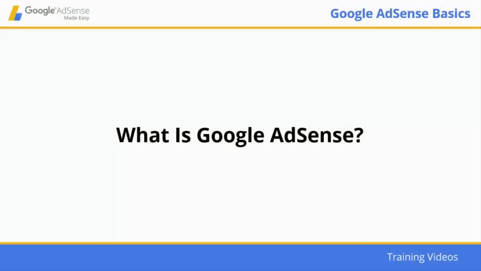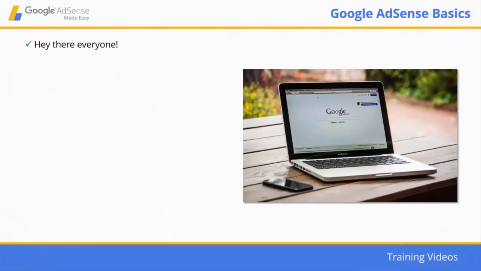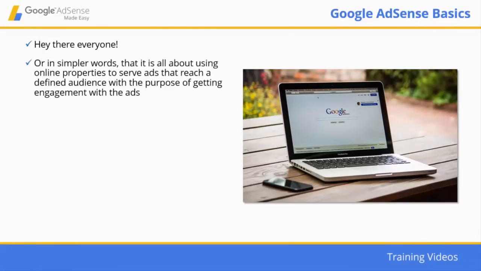What is Google AdSense? Hey there everyone! So we talked about what online advertising actually is in our previous video. And we happened to mention that for all intents and purposes, it is all about generating revenue through targeting placements with ads. Or in simpler words, that it is all about using online properties to serve ads that reach a defined audience with the purpose of getting engagement with the ads.